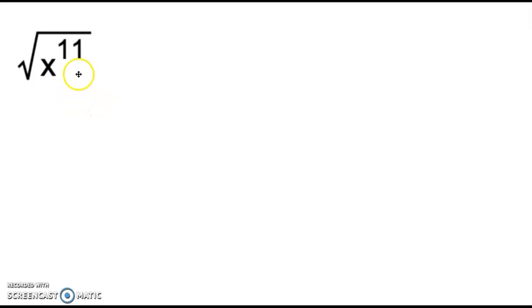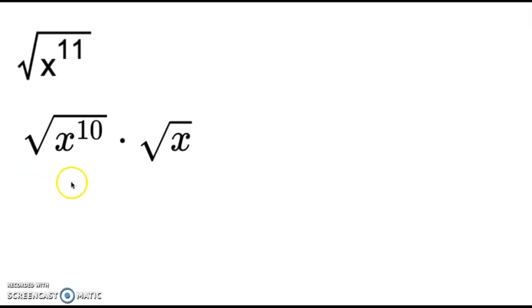So what we do is we subtract 1 from the exponent, and that gives us 10. So x to the 10 in the radical times radical x, because x to the 1 times x to the 10 gives you x to the 11. Now this exponent you can divide by 2 to take the square root, and that gives us x to the 5, because 10 divided by 2 is 5.